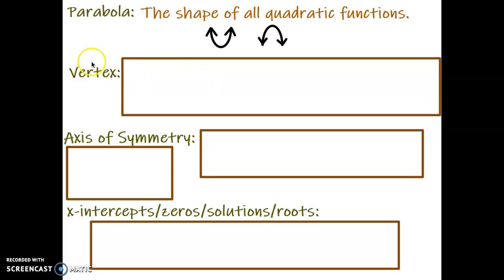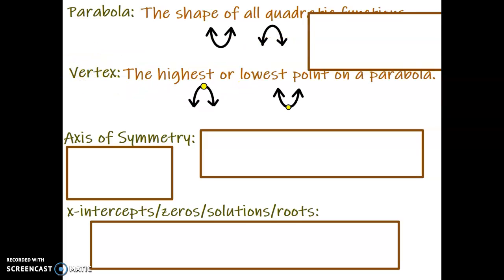All right, a feature of a parabola that you need to be familiar with is the vertex. So the vertex is the highest or the lowest point on a parabola, and it's where the parabola changes direction. So you can see this vertex would be a maximum, and this vertex would be a minimum, and it's where the graph changes from increasing to decreasing or decreasing to increasing.